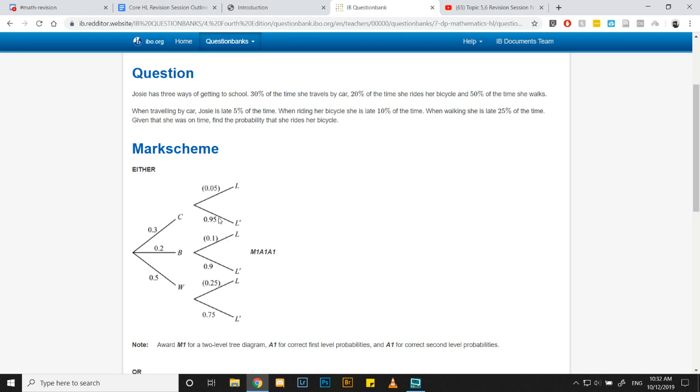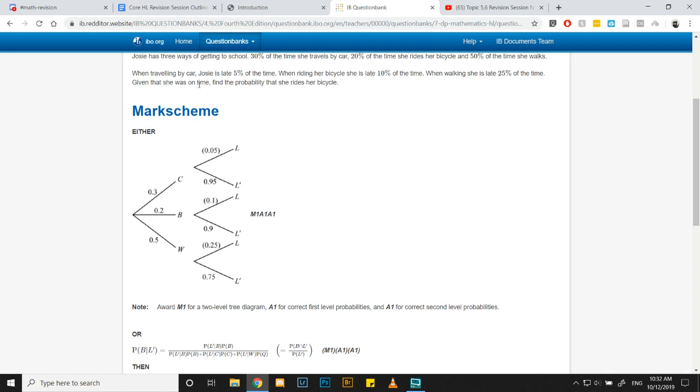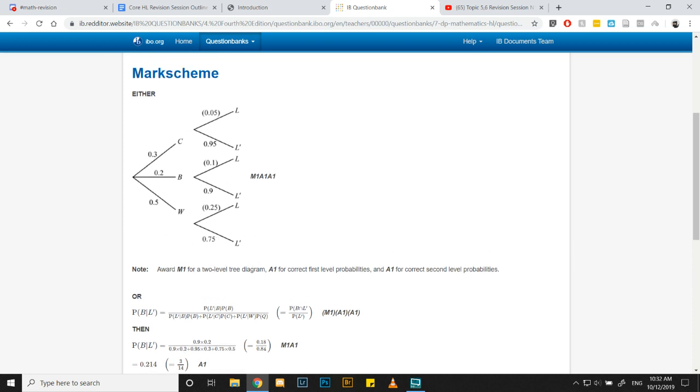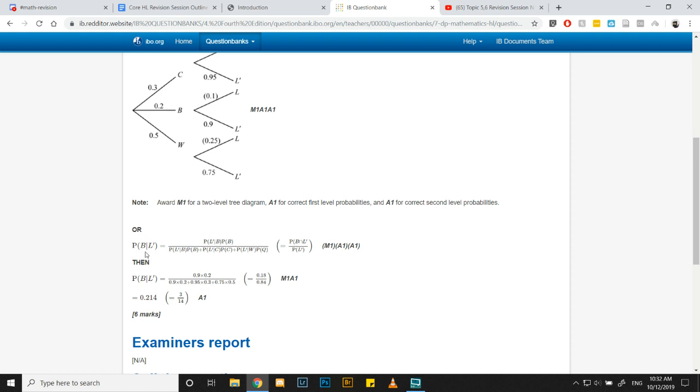Then they take the complement of that, put that there, put that there, put that there. Look at the complements. And then given that she was on time, find the probability that she rides her bicycle. So again, they look over here. They read the tree diagram. Then you have your probability.